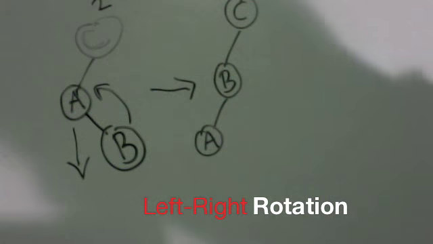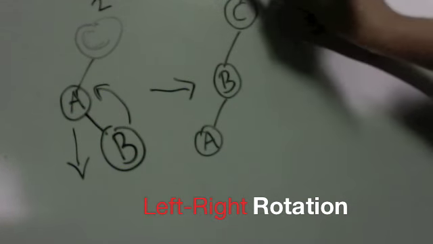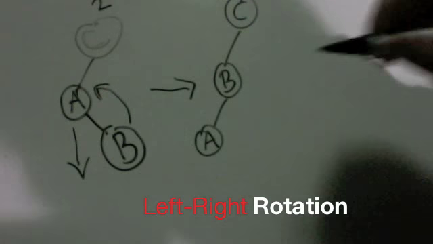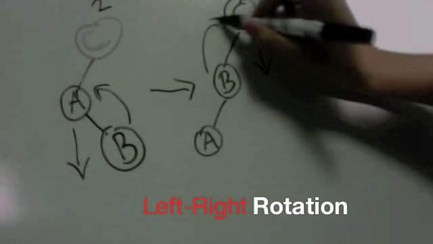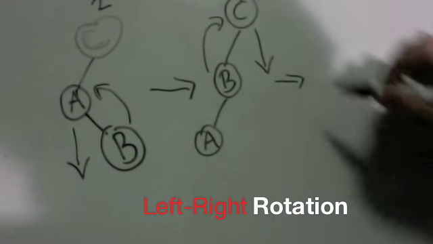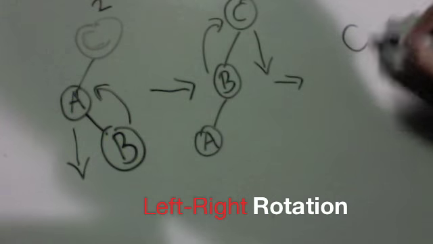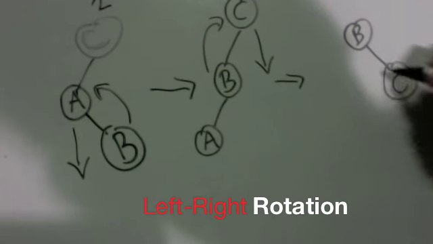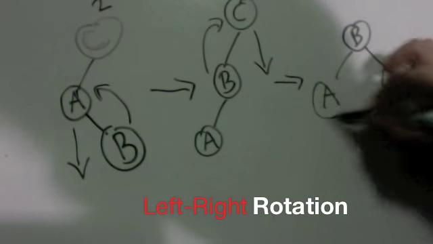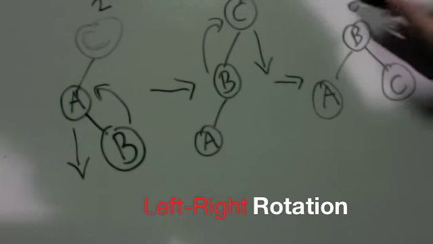However, this new binary tree's balance factor is still 2. Therefore, we need to perform one more rotation on it by moving node C down and then moving node B up, so that we finally have a balanced binary tree looking like this. Whose balance factor is now 0.